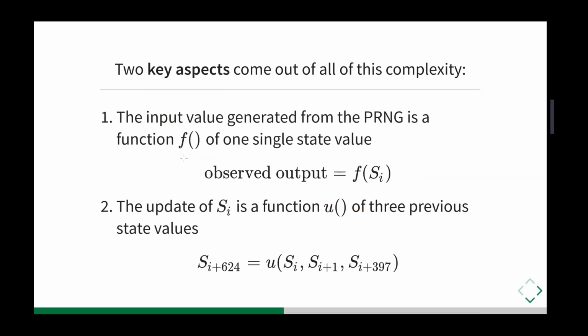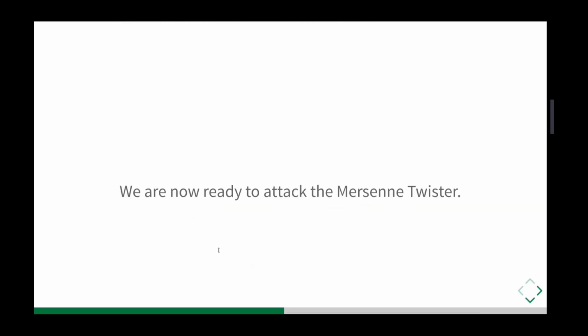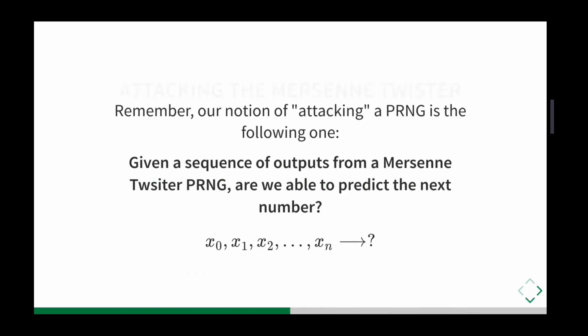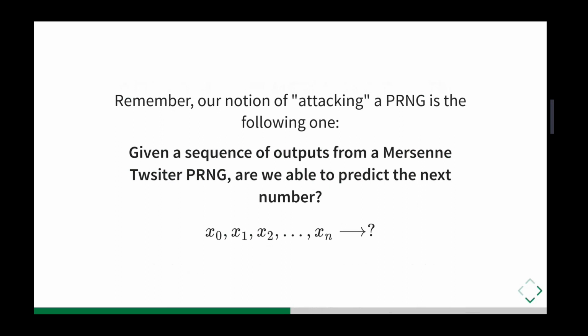And then the other thing that is really important is that the update of each single state value, the update of the entire state, is a function of 3 previous state values. So to update S of I to the next, which is S of I plus 624, I actually use these 3 to get the first state value of the next total state. And this is really important. Now, we are ready to attack this thing. Why? Because, as I said, our notion of attacking is: given a sequence of outputs, we want to predict the next number.